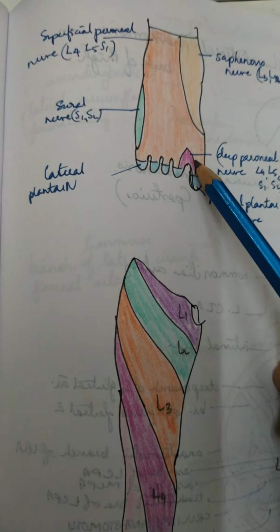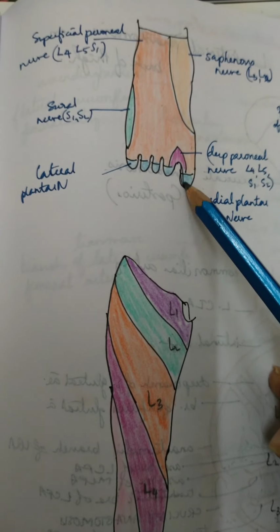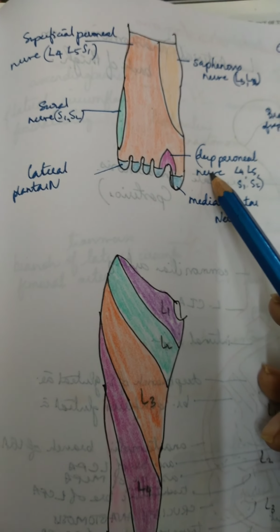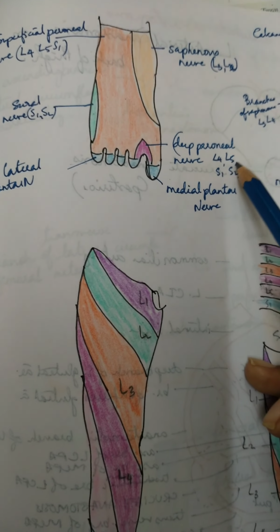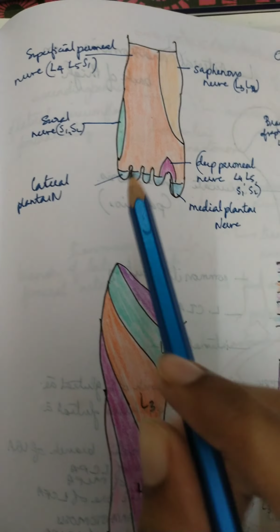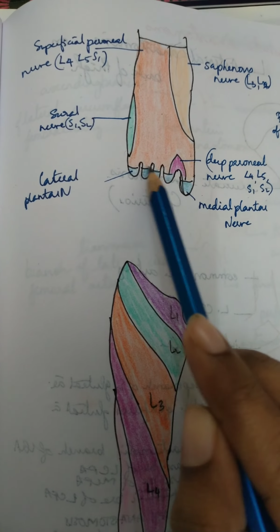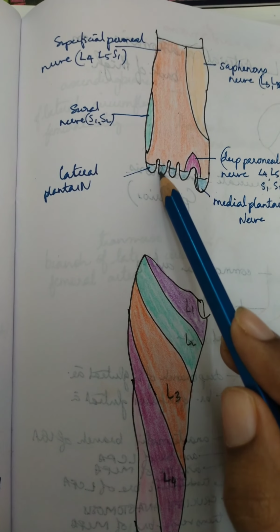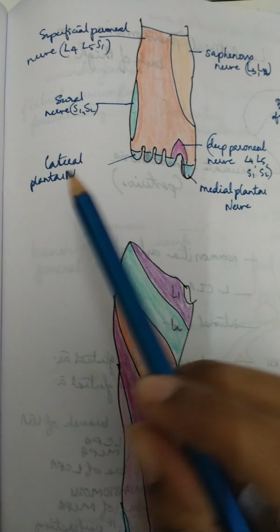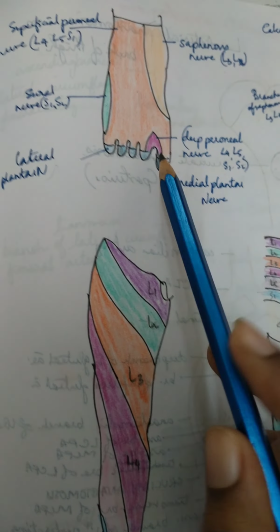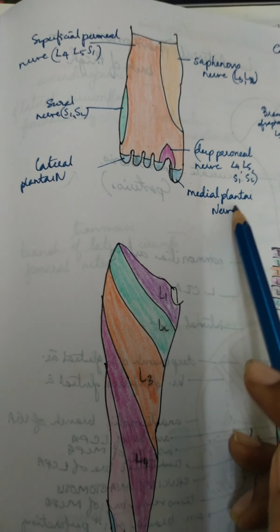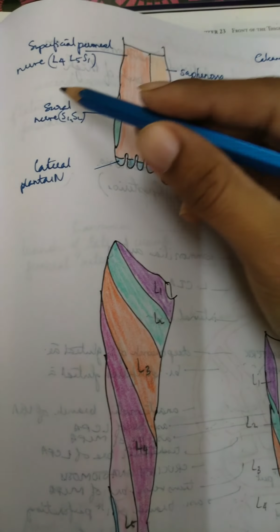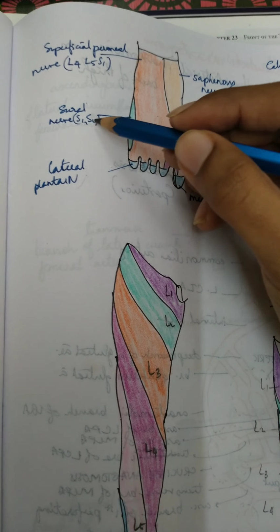Then on the smaller aspect, that is the cleft between the first and the second toe, you have the deep peroneal nerve supply. The root value is L4, L5, S1 and S2. Then on the nail beds of the toes, you have two different nerves. On the lateral one half, you have the lateral plantar nerve, and on the medial three and a half, you have the medial plantar nerve. On the lateral aspect of the dorsum of the foot, you have the sural nerve as well, S1, S2.